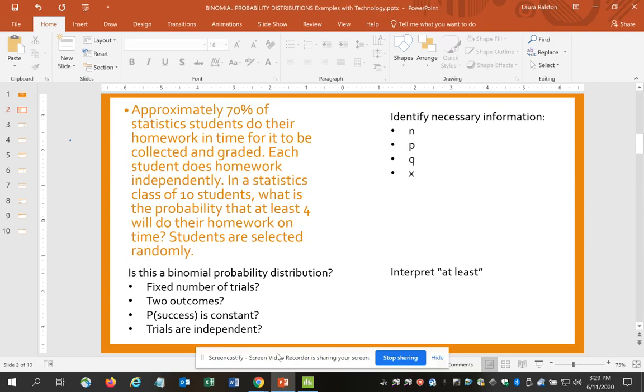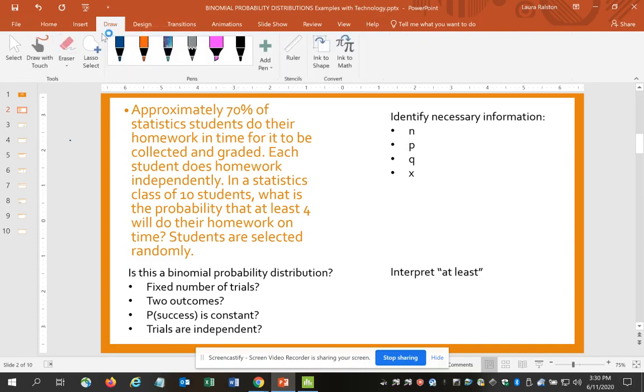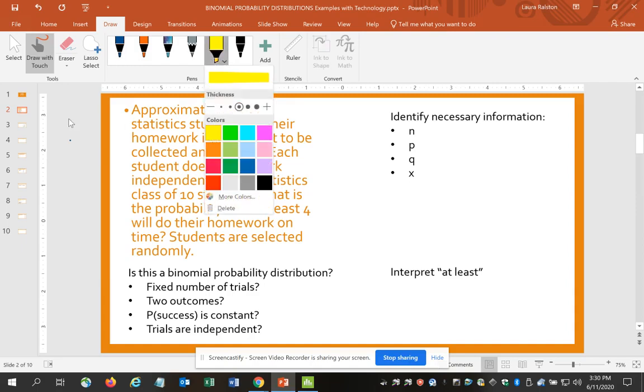In a statistics class of 10 students, what is the probability that at least 4 will do their homework on time? Students are selected randomly. And I want to walk you through a series of questions, the thought process that you would go through in order to answer this question. The first thing you need to do is to ensure that you're dealing with a binomial probability distribution.